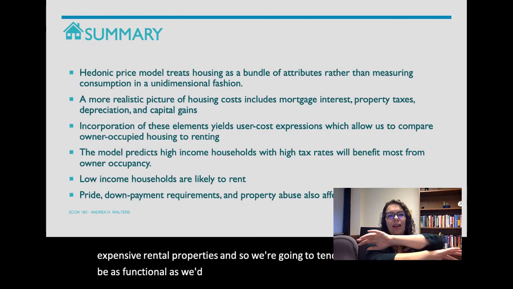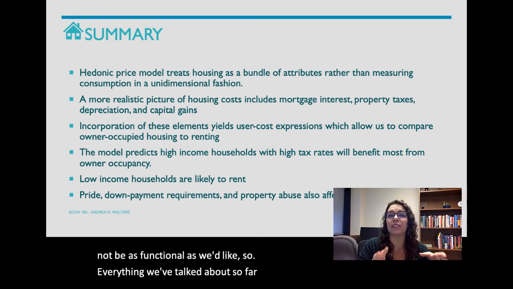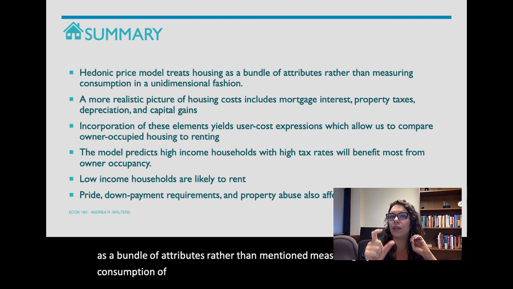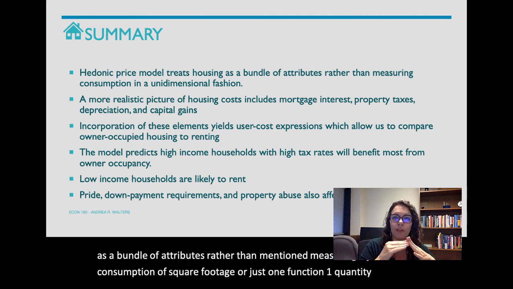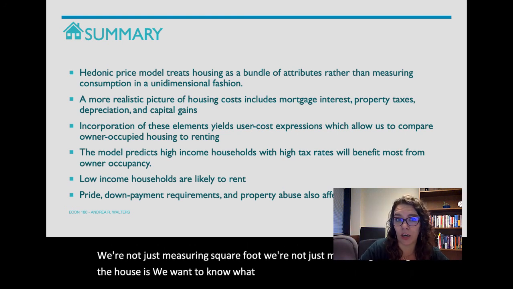So everything we've talked about so far. The hedonic price model treats housing as a bundle of attributes rather than measuring it just in the consumption of square footage or just one function, one quantity, right? We're not just measuring square foot. We're not just measuring how big the house is. We want to know what the components of the house are.